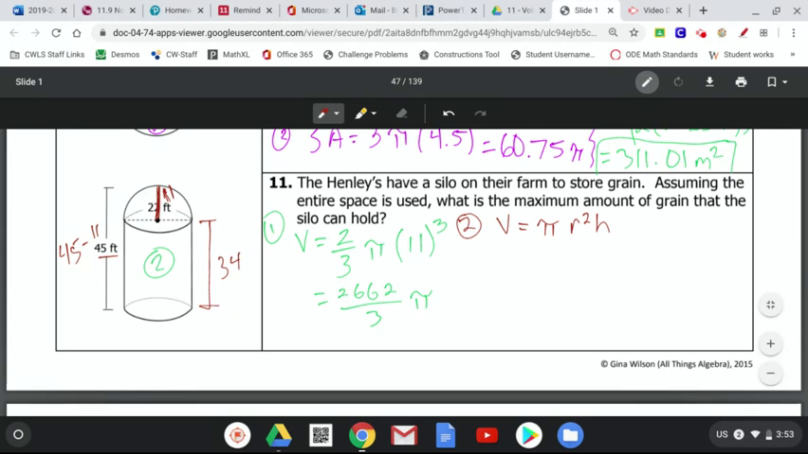So we know our radius for the cylinder formula is going to be 11. We know our height is going to be 34. So it's pi times 11 squared times our height, which is 34. All right. So our answer here is going to be 4,114 pi.